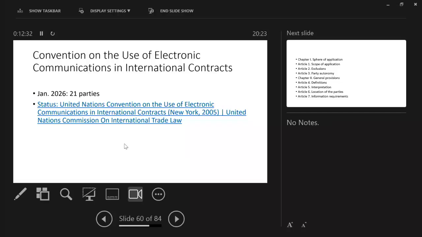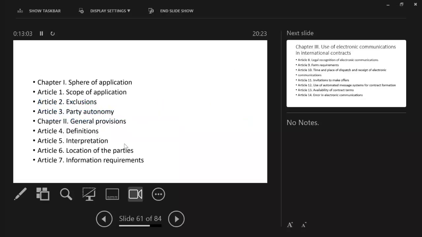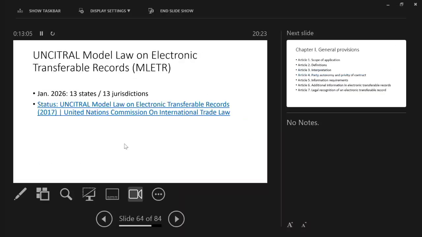Convention on the use of electronic communications in international contracts. There was a view that perhaps because of the effectiveness or the attractiveness of the model law, it might be worthwhile to move to a formal convention. But this is one of those examples where so far the take-up on the convention has been much lower than in the context of the model law.